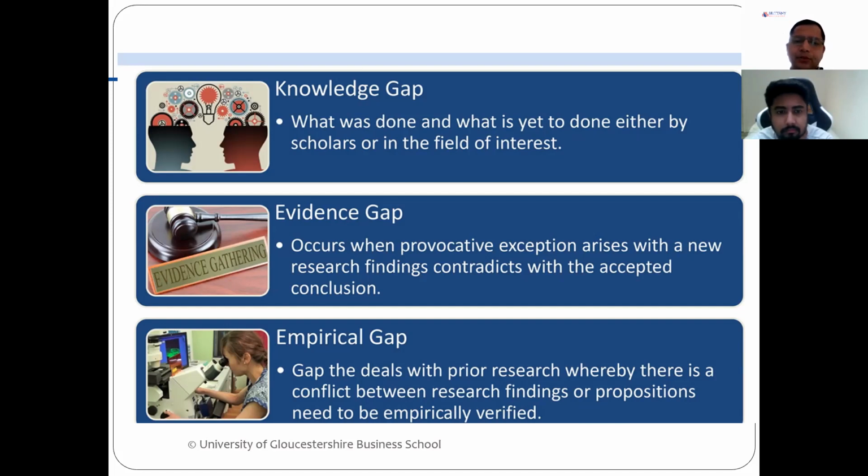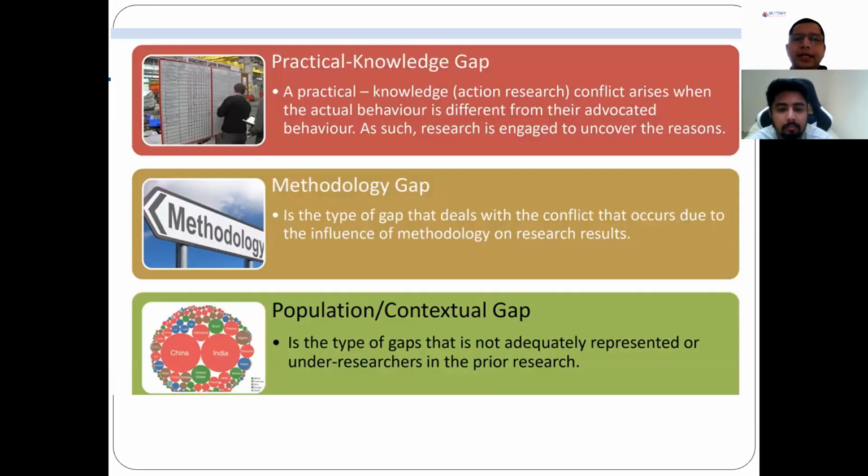Empirical gap. This gap deals with prior research whereby there is a conflict between research findings and a proposition that needs to be empirically verified. That is more applied to your scientific research. Practical knowledge gap, knowledge action research, is where conflicts arise when the actual behavior is different from the advanced behavior, such that the research is engaged to uncover the reasons.